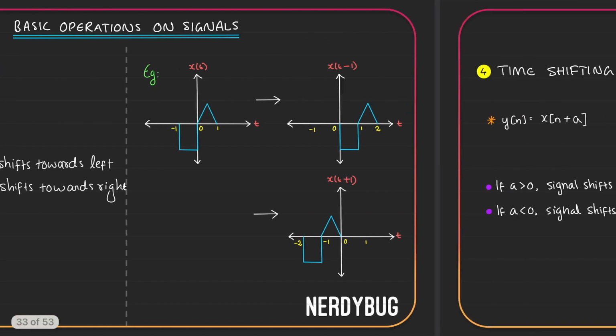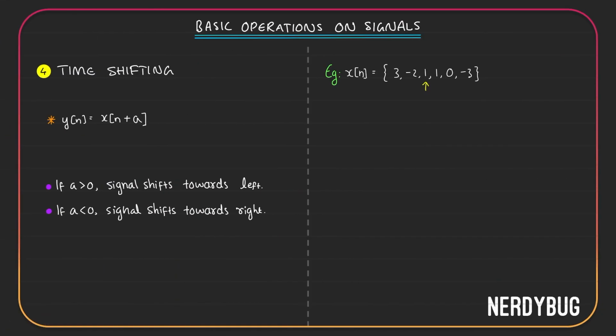Hope you understand. Let's try to do the same thing for a discrete time signal. So y of n will be x of n plus a. We have an example, x of n is 3, minus 2, 1, 1, 0, minus 3, and the 0th term is 1. What is x of n minus 1 going to be? At n equal to 0, I will get x of 0 minus 1, that is x of minus 1. At n equal to 1, I will get x of 1 minus 1, that is x of 0. At n equal to 2, I will get x of 2 minus 1, x of 1. At n equals minus 1, I will get x of minus 1 minus 1, x of minus 2.